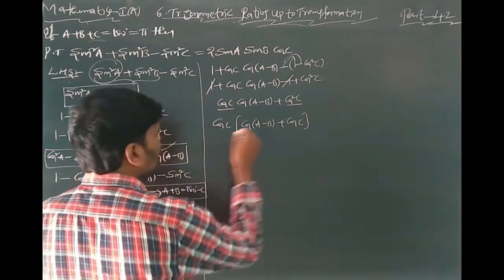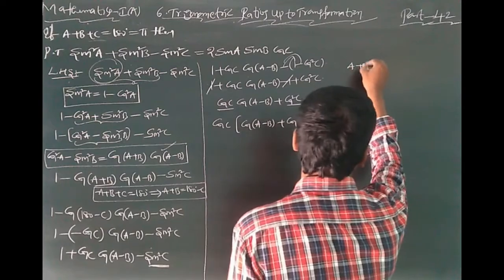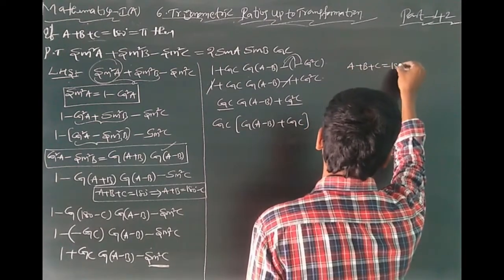We know that A plus B plus C equal how many degrees? A plus B plus C equal to 180 degrees.